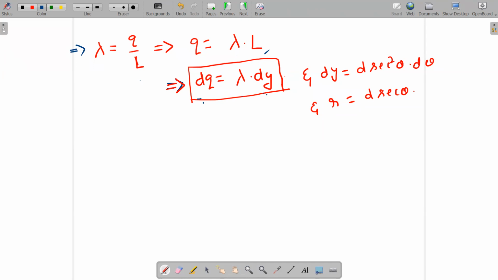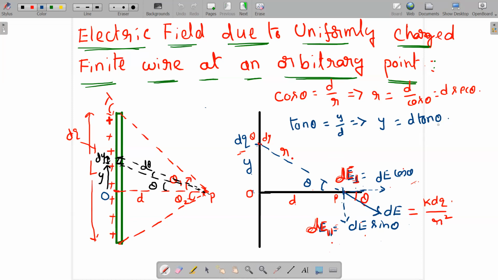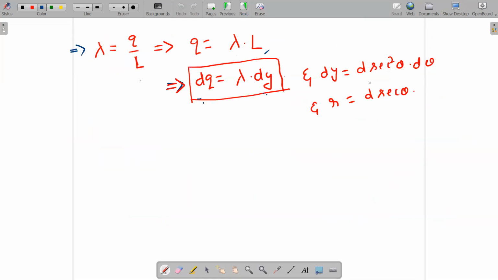But here, from the figure, y is equal to D tan theta. If you differentiate this with respect to theta, we get dy equal to D into secant square theta d theta. Already from the figure we have taken r equal to D secant theta. By substituting this in dE, we get dE equal to k dq by r square, where dq is lambda dy, divided by r square.